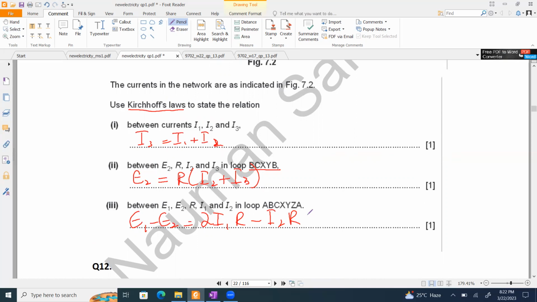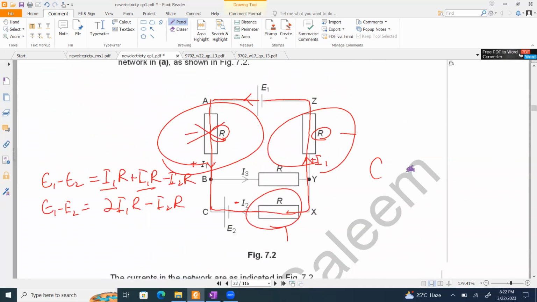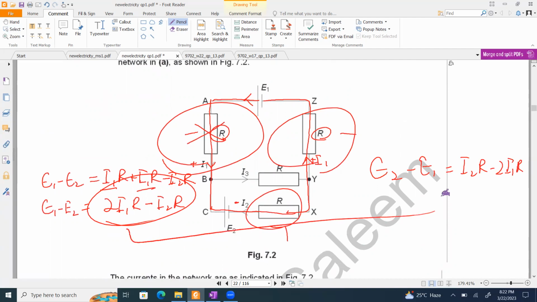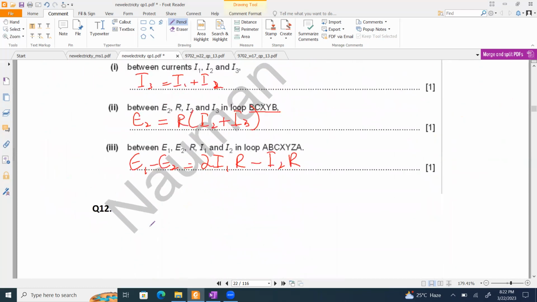Now the question is raised, if one of these students says, no, I'm going to write E2 minus E1, then this equation will go reverse, and will be equal to I2R minus 2I1R, okay? And mathematically, both the equations are the same. Understand? Fine. So these types of questions are asked for Kirchhoff's law.